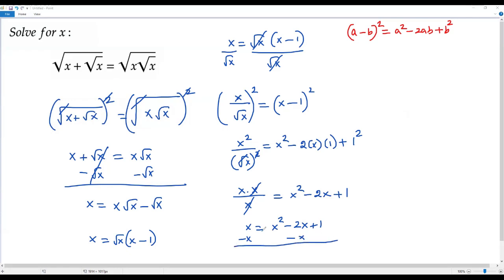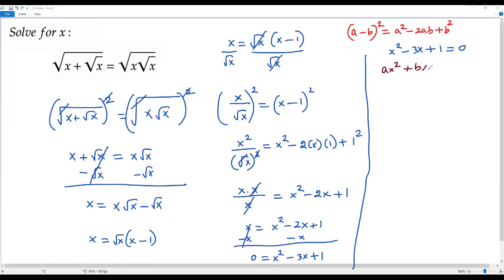When I do so, this positive x negative x will cancel out. I'm getting 0 on the left side. I'm getting x square, and when I combine negative 2x and negative x, I'm getting negative 3x positive 1. Okay, now let me write the equation over here. That is x square negative 3x positive 1 equals 0. Now this quadratic equation is in standard form. So when I compare this equation with ax square positive bx positive c equals 0, I am getting a equals 1, b is equal to negative 3, and c is equal to positive 1.